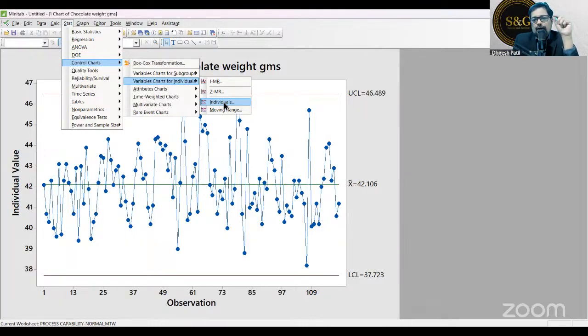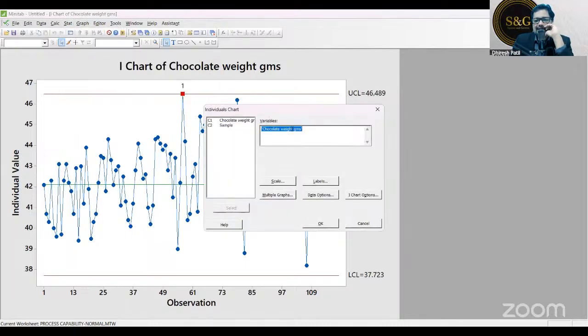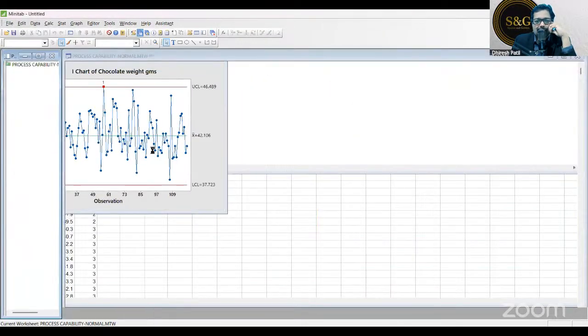So, can I show the specification limit on the same control chart? The answer to that is yes, in a way you can show it. I'll tell you how you can do it. Everybody got it? This one? This is our simple I-chart. Once you click on this individual, you will just select chocolate weight and click on OK. Now, everybody just go to Scale. Everybody just focus here. I'll show it once again.